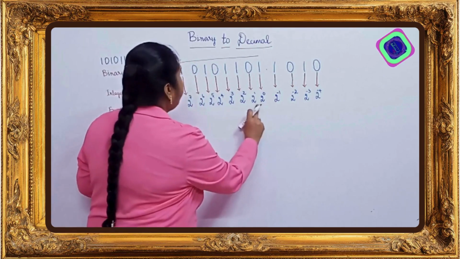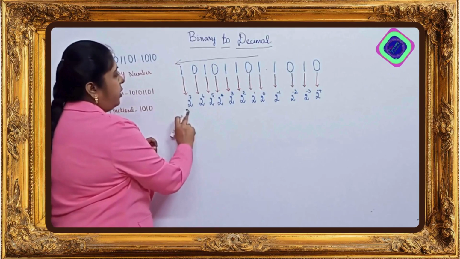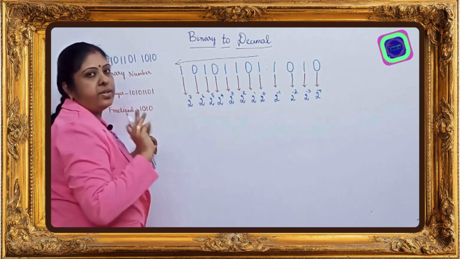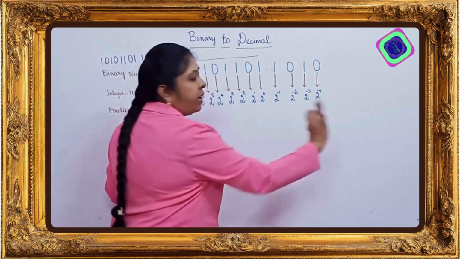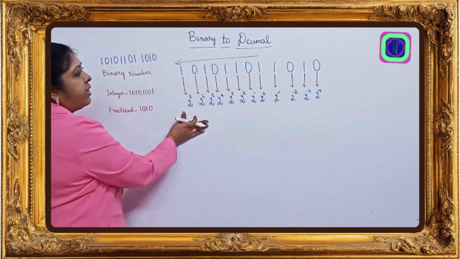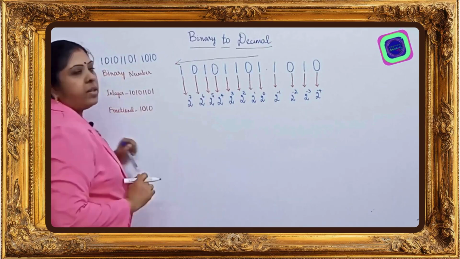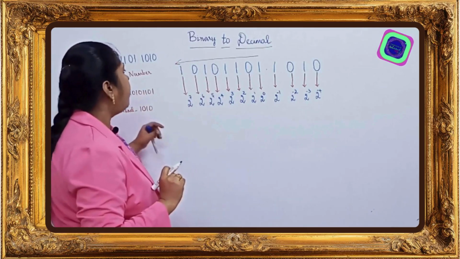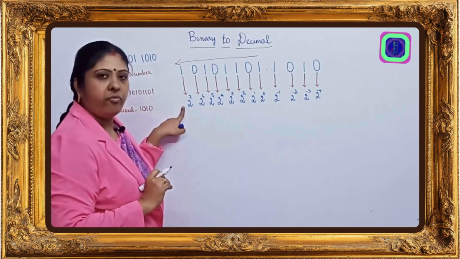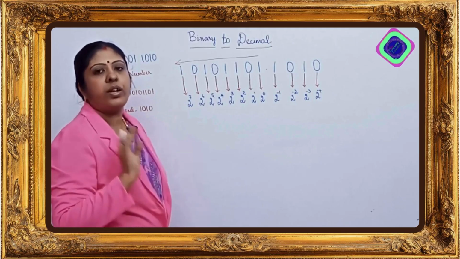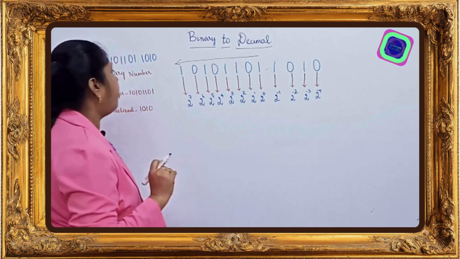2 power 0, 2 power n, and it continues till the last number 1, which has the weightage 2 power 7. Okay, let the fractional part remain as it is. Now first we will solve the integer part and later move on to the fractional part. After adding the weightages, we have to multiply the particular binary digit with the concerned weightage, and the sum of the products has to be found. That is the resultant decimal number that we want.